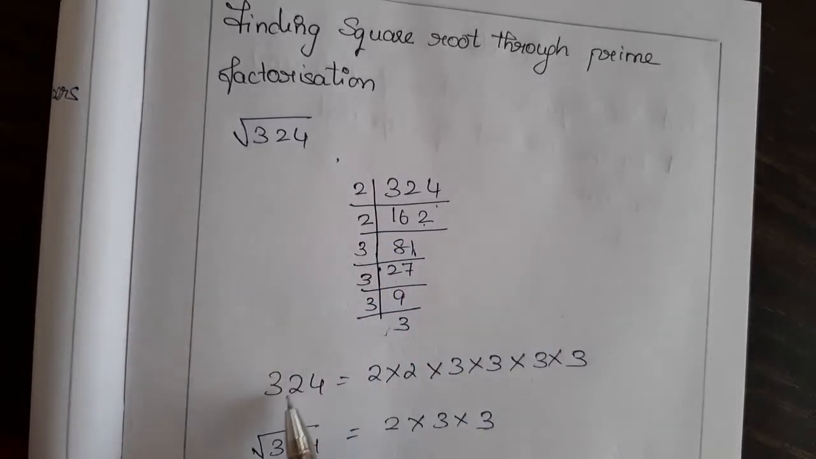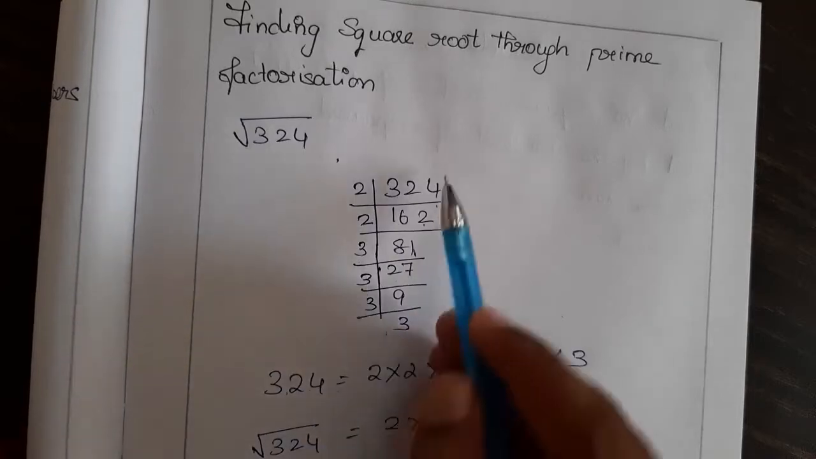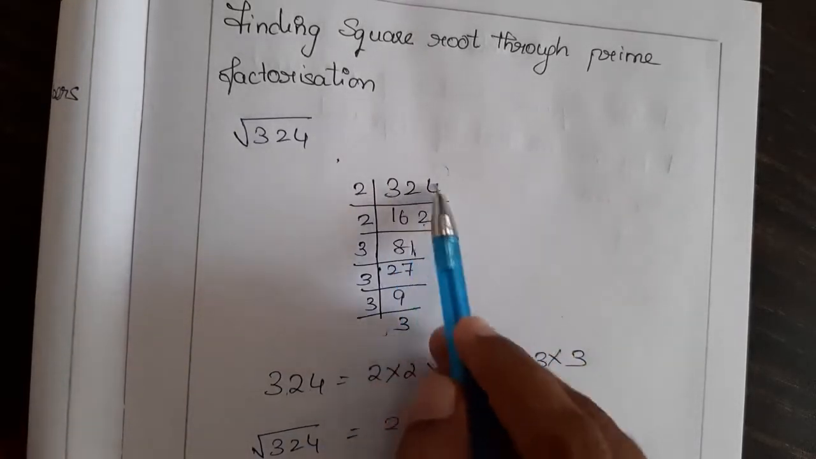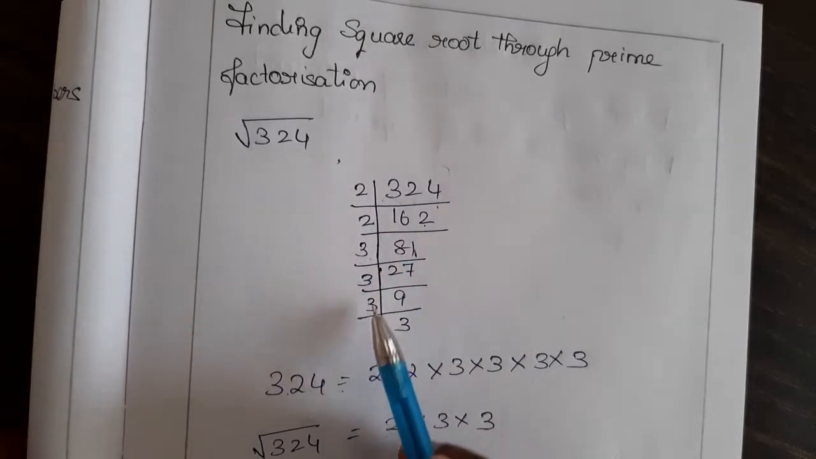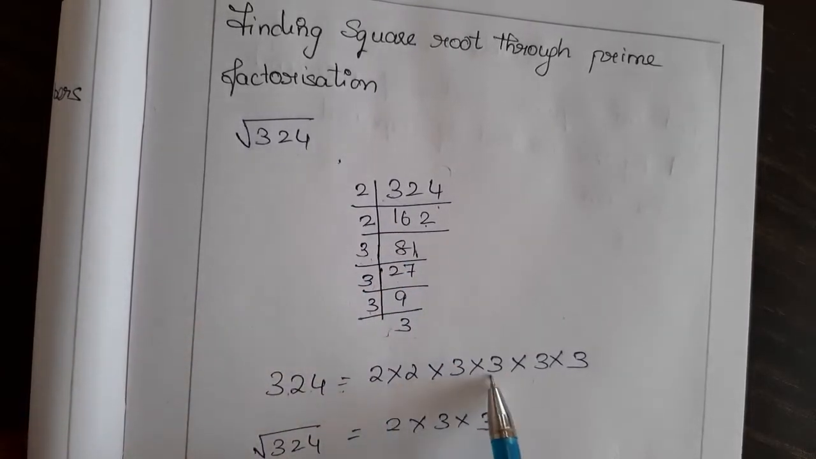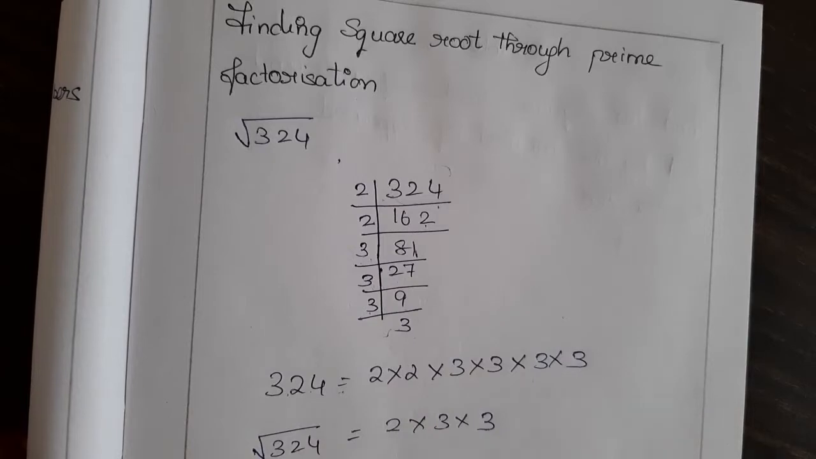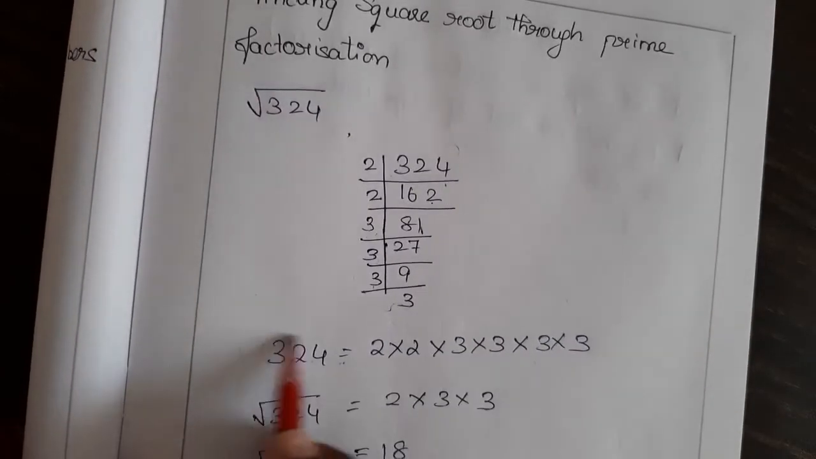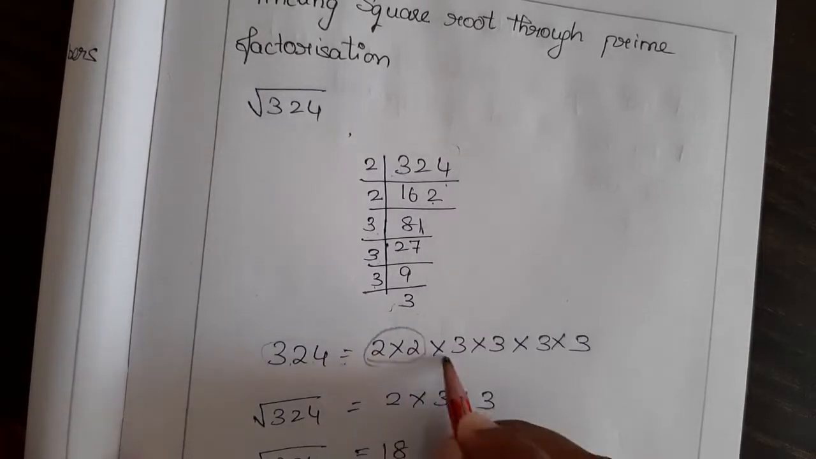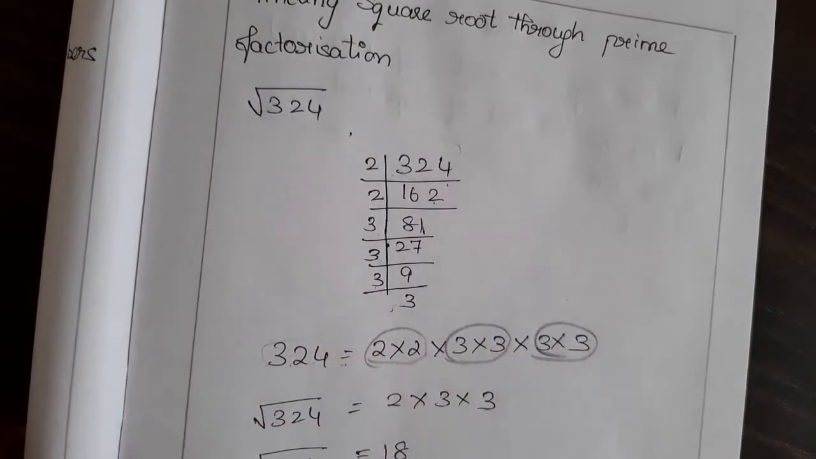We have to use only prime numbers. Clear? We took the prime factors of 324, right? So 324 can be written as 2 into 2 into 3 into 3 into 3 into 3, right? Now just pair up. To obtain the square root of 324, just pair up and write.